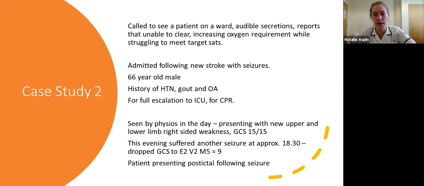So I suppose the key things to pick out about this patient that we already know are, actually, this patient is for escalation. So it already starts to make you think about what the potential interventions are if you get there, and what the potential pathway is for this patient if they needed it. And again, we've seen that this patient was GCS 15 during the day, and we already know that he's dropped his GCS quite significantly. So we're probably looking at quite a rapid deterioration, whereas Lorna's patient seemed to deteriorate maybe over a number of hours.